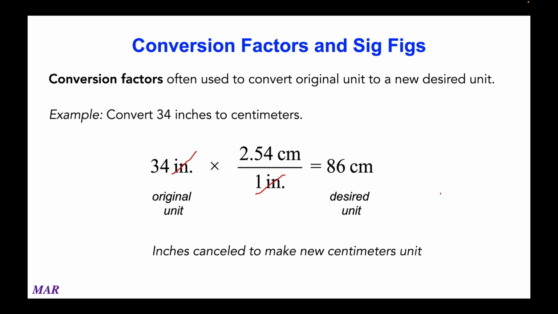And that's how a lot of these work. So you wouldn't want to use 1 inch on top and 2.54 centimeters on the bottom, because none of the inches would cancel out. You always want to have something cancel out before you get to your final unit.